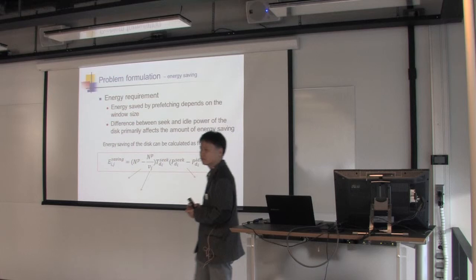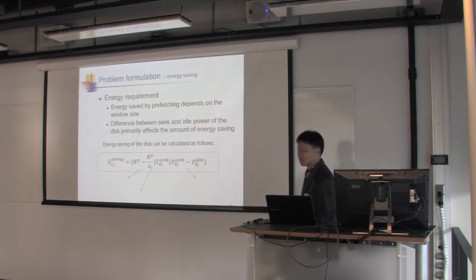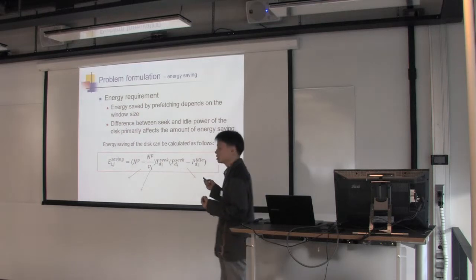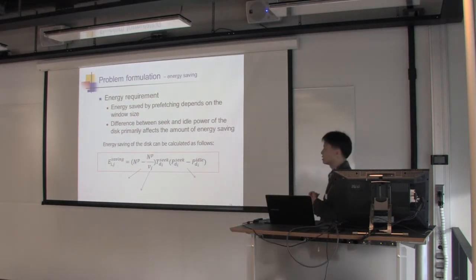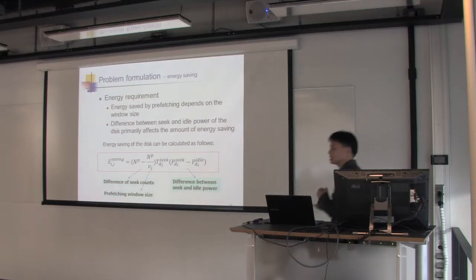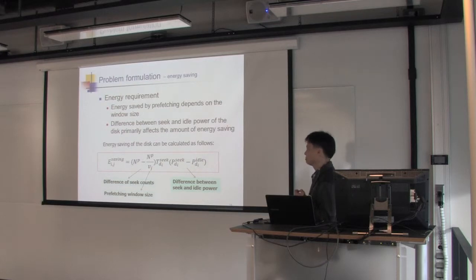Now let me calculate the energy requirement for prefetching. Actually, the energy saved by prefetching depends on the window size. In addition, the difference between seek and idle power of the disk primarily affects the amount of energy saving. Based on this, we have derived an equation that calculates the amount of energy saving. The left term represents the difference of seek counts. In this term, Vj represents the prefetching window size. And the right term represents the difference between seek and idle power. So increasing the prefetching window size definitely increases the amount of energy that can be saved here.